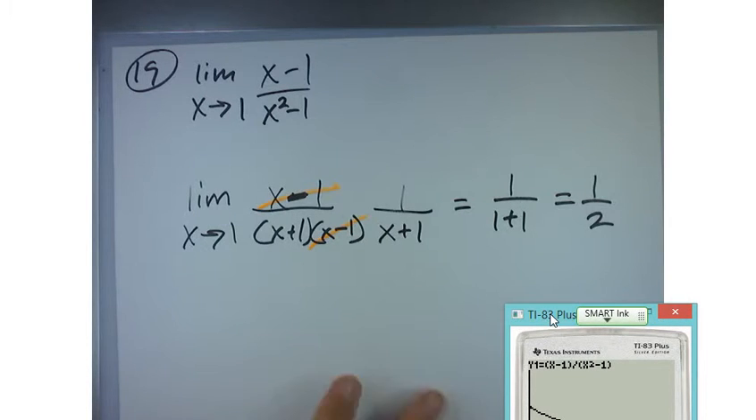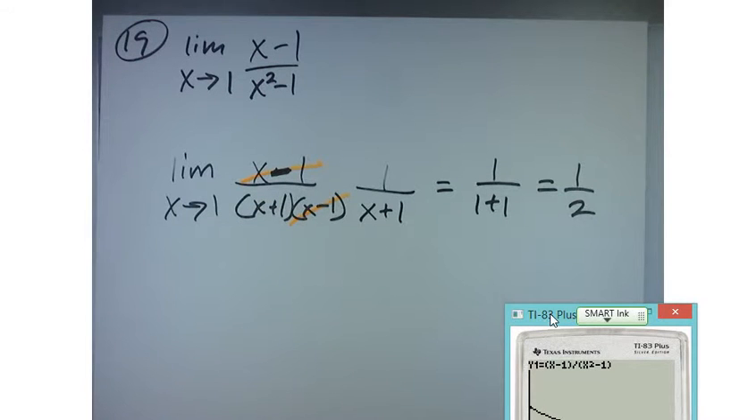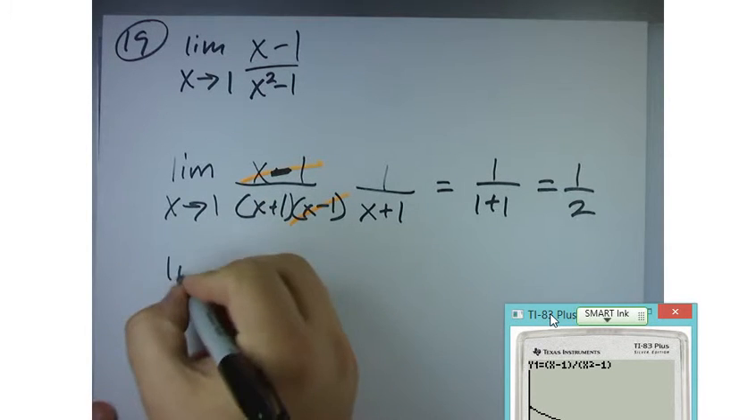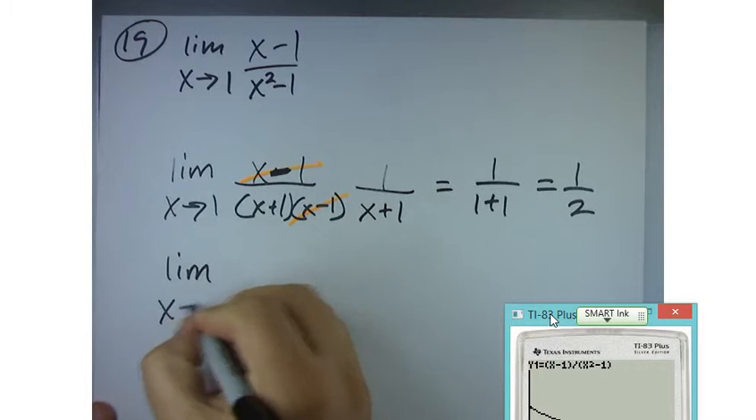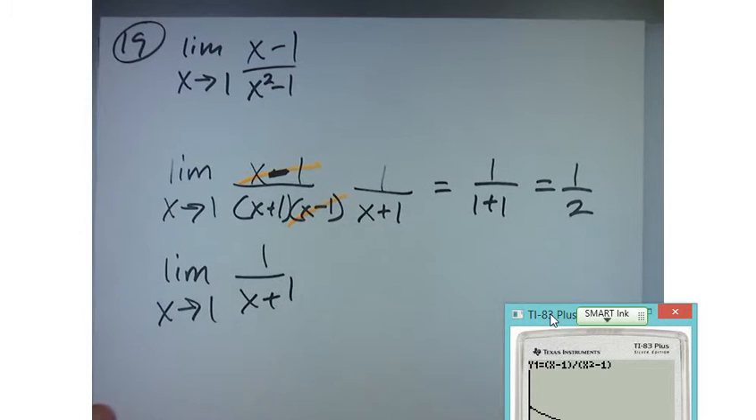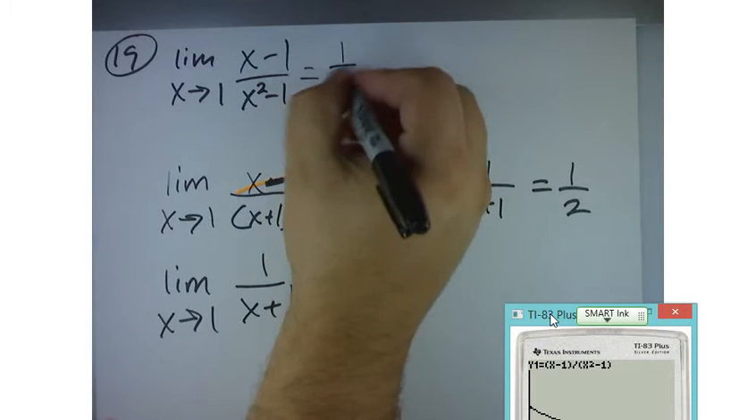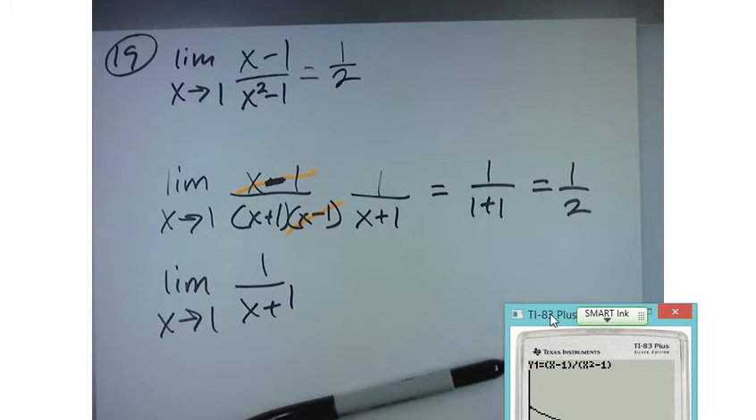So I've shown it algebraically, but I want to make this perfectly clear. Here, this is the limit of 1 over x plus 1, which is the same as the limit of this, which is 1/2. But this function and this function, they're two different functions. And let me show you what I mean by that.